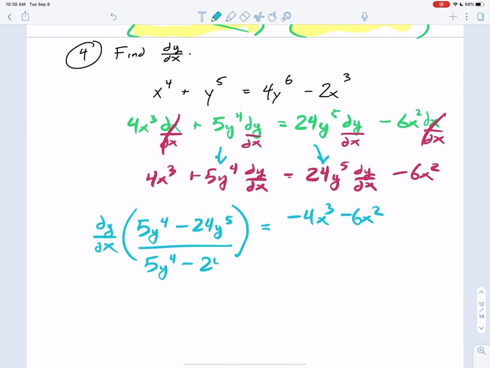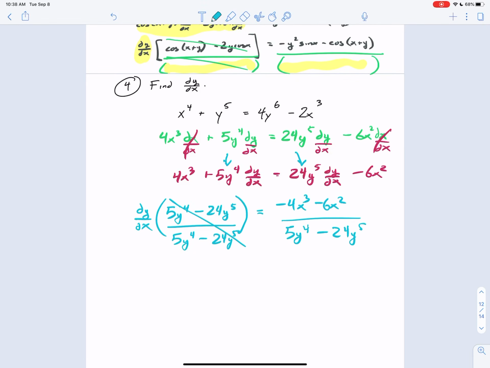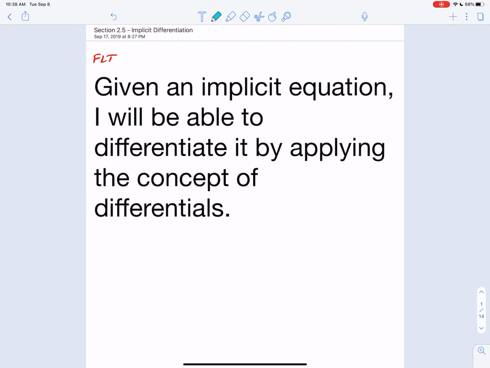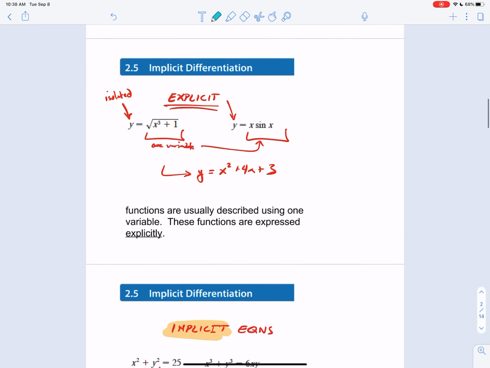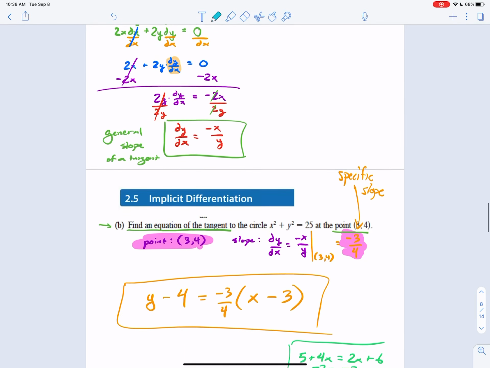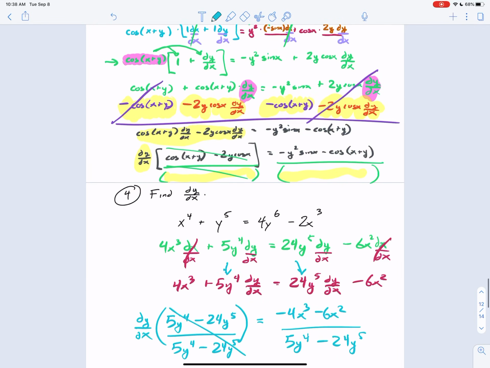Some of you can jump all the way to the very last answer if you wanted to. I'll leave that up to you guys. 5y to the fourth minus 24y to the fifth. Okay, and there's your answer. Wherever you see you can cut corners accurately, go ahead and do so. But that's pretty much it. We were able to differentiate implicit equations using differentials. Notice how the product rule, the quotient rule, the chain rule, that doesn't go away. Everything that you guys have been learning still applies. Okay, practice it. Let me know what you think.